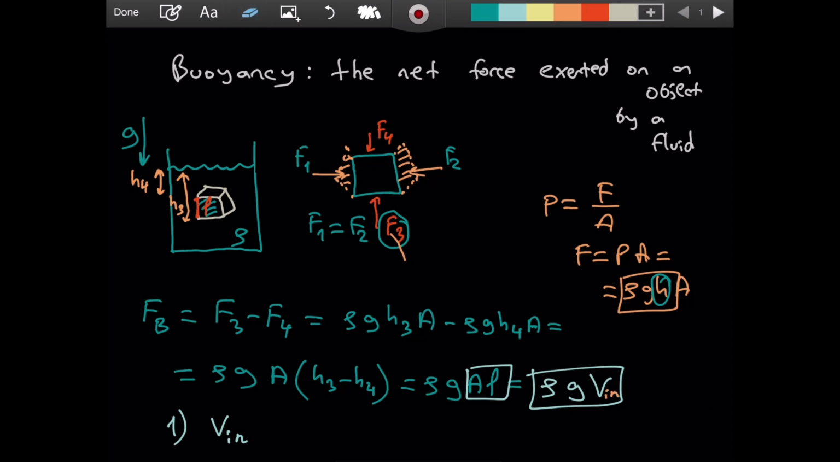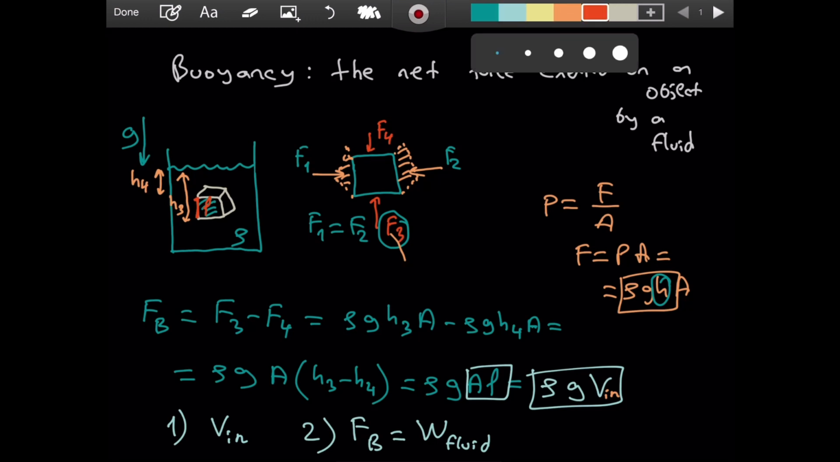That was number one. And number two, another way of representing the force of buoyancy is by saying it will equal the weight of the displaced fluid. Weight of the displaced fluid. How does that work? You might be asking, how does it work? Well, it works like this. We have rho, which is the density of the fluid. We have V inside, which is the volume of the object that is inside the fluid. So it is also the volume of the displaced amount of fluid.